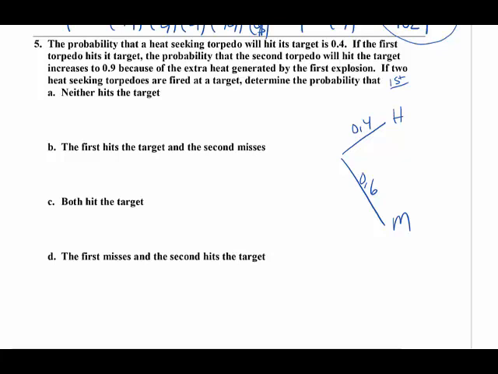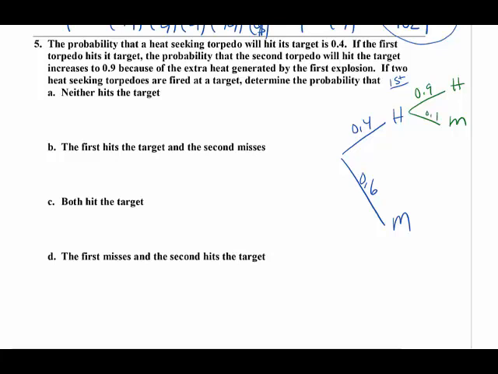If the first torpedo hits, which is up here, the probability the second one hits increases because it's got that heat already there. So we either hit or miss for my second one, and it increases to 0.9, and these two still have to add up to 1 because it either happens or it doesn't, so that's 0.1.